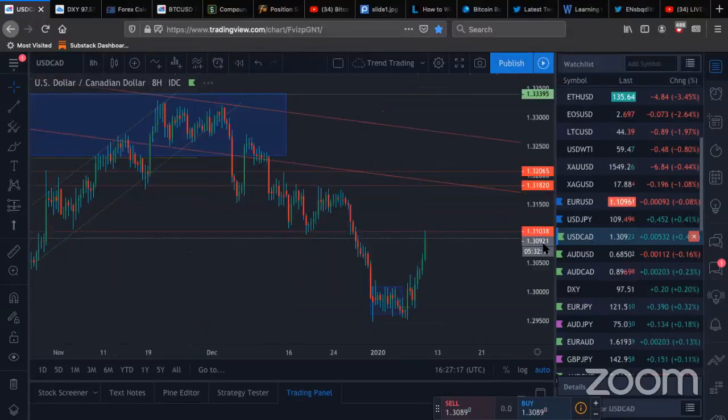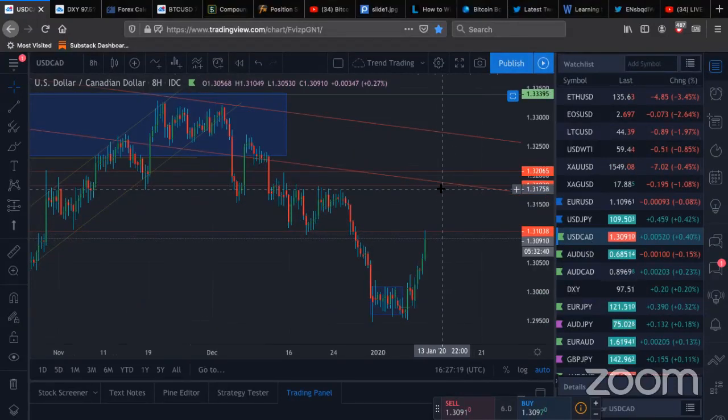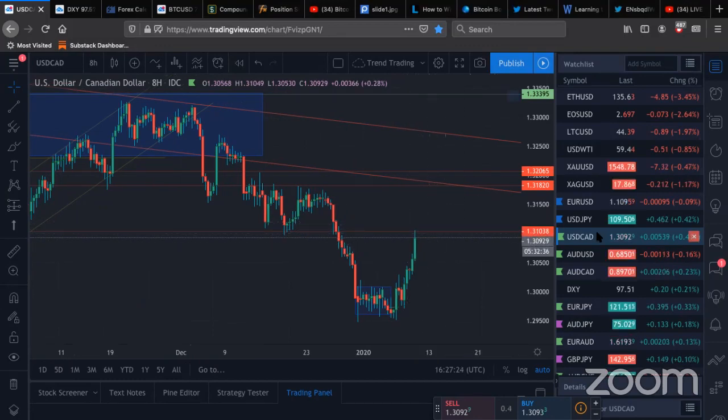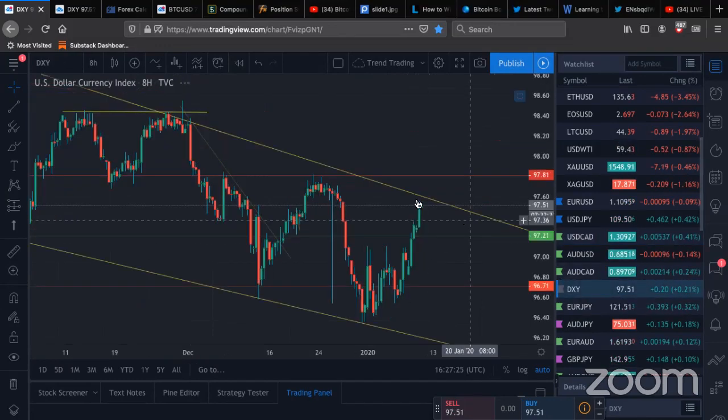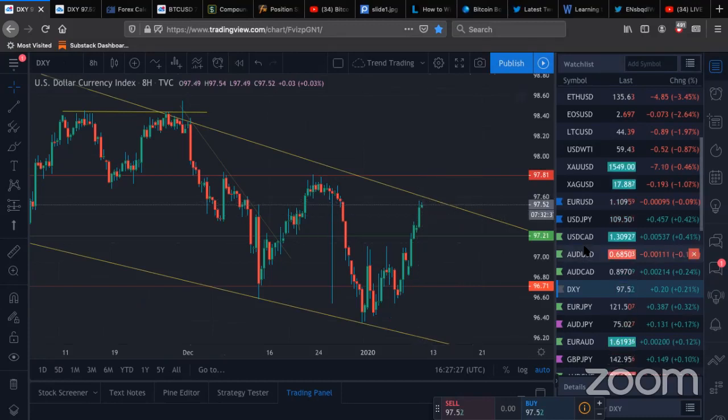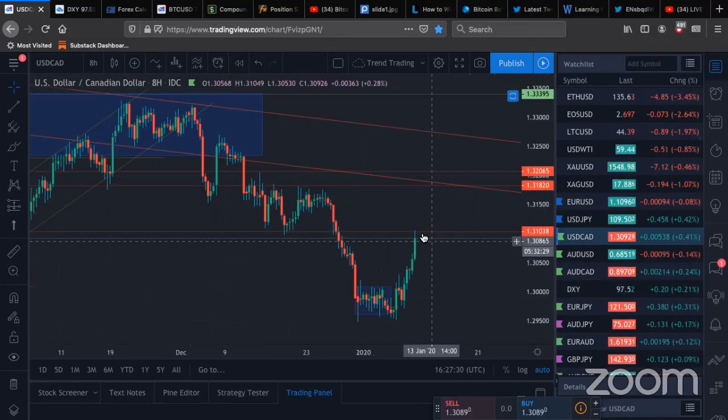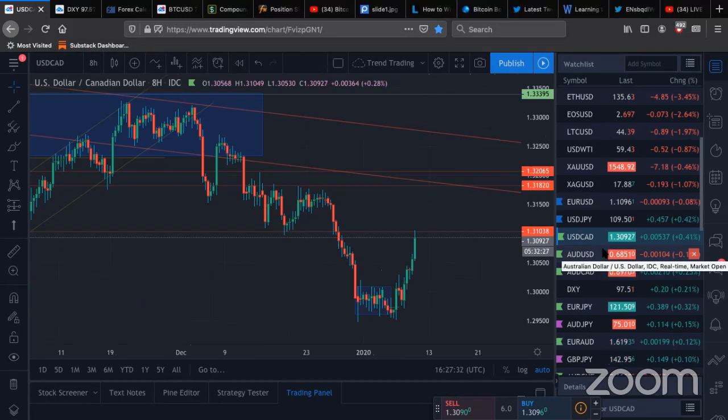If we're able to push higher towards this resistance, I like this a lot. This resistance over here, if this is the turning point for the dollar, as we get towards the top of this trend over here, then I want to be short the Canadian dollar versus the US dollar. What else is happening? Those are the two things that I'm mainly focused on.